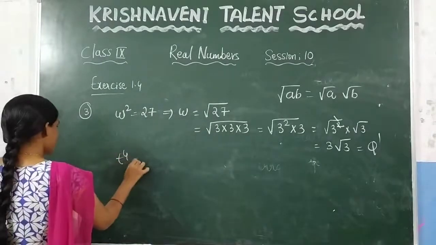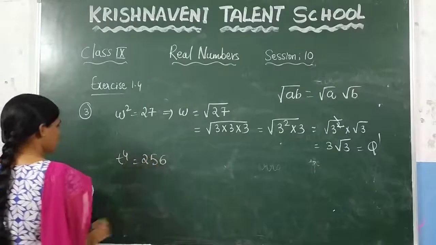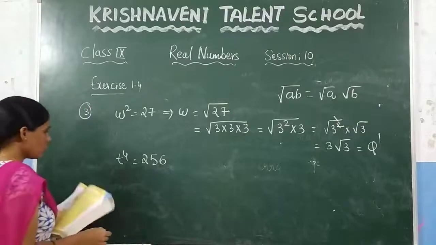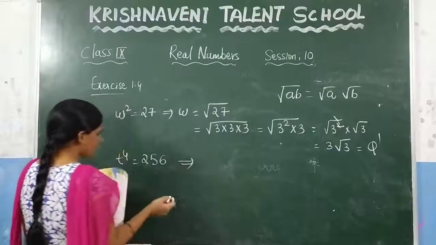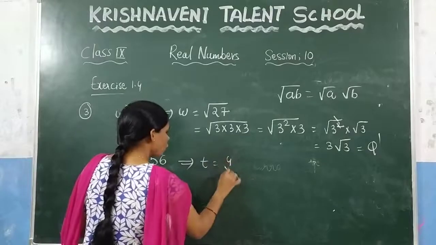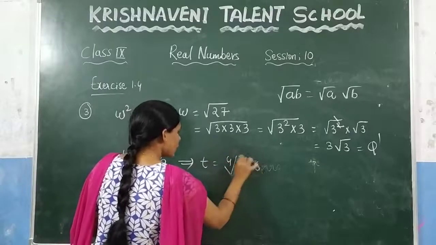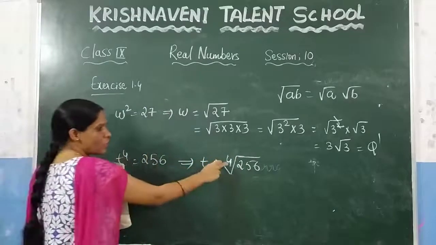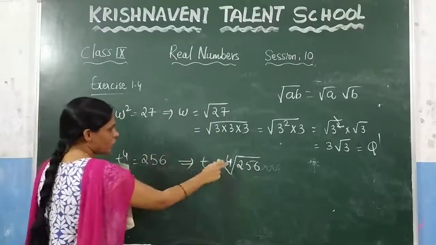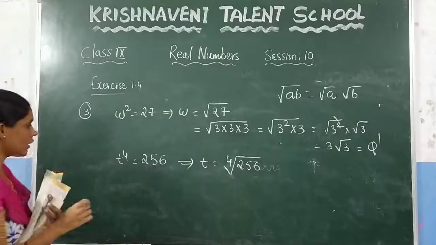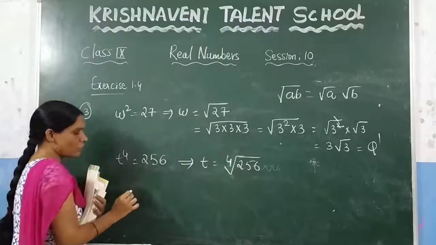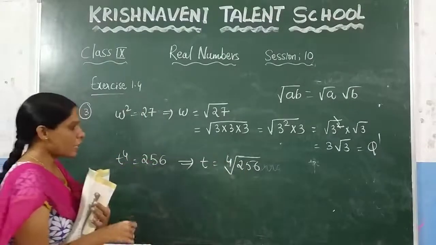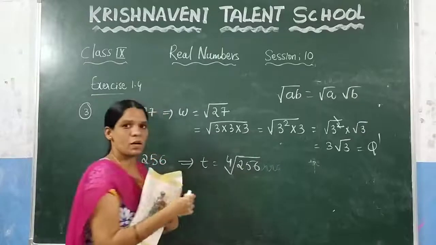t power 4 is equal to 256. Here you need to find the value of this one. How can we write this? You can write it as t is equal to the 4th root of 256. In the last session we discussed this. If power 4 is there, you have to write 4 here. If 5 is there, you have to write 5 here. Like this we have to represent. So here, if t power 4 is equal to 256, what is the value of t? 4th root of 256. Now, can we write this 256 in the form of powers of 4?